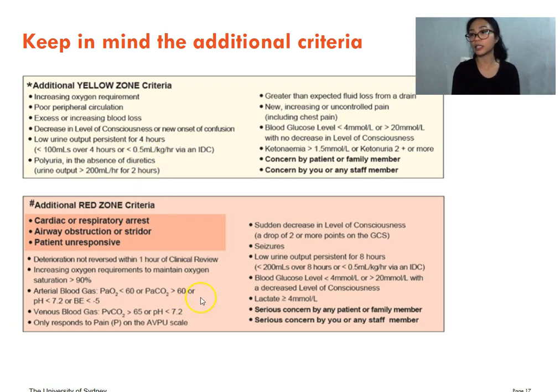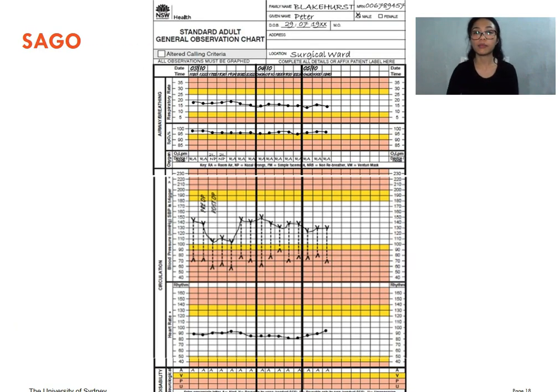And keep in mind the additional red zone criteria, which is low urine output persistent for 8 hours. So that means less than 200 milliliters over 8 hours, or less than 0.5 mils per kilo per hour if they have a catheter in situ.